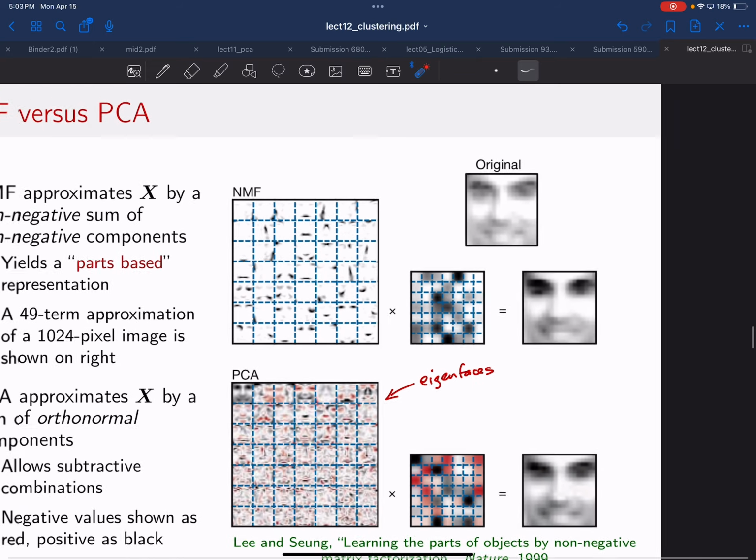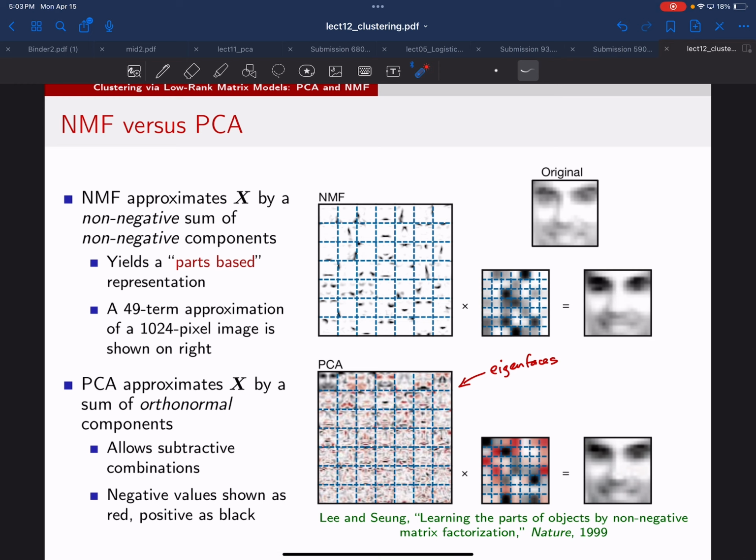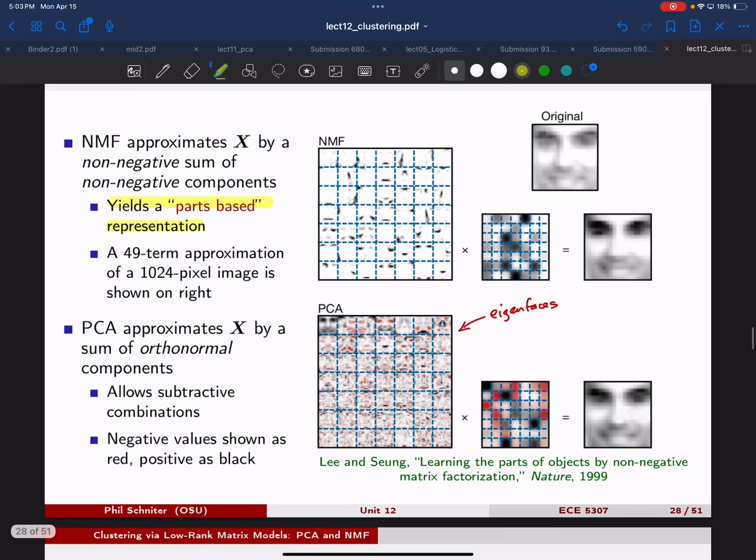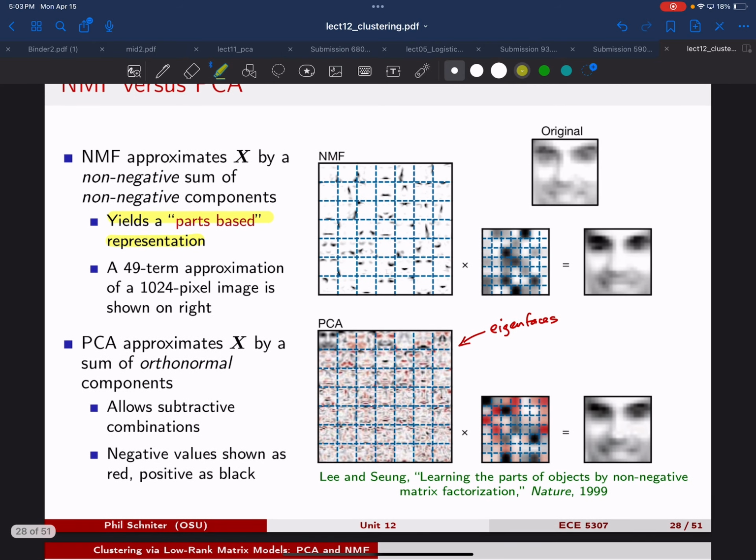Okay, so it's sort of a different way of unpacking features into components. Okay, any questions on it?